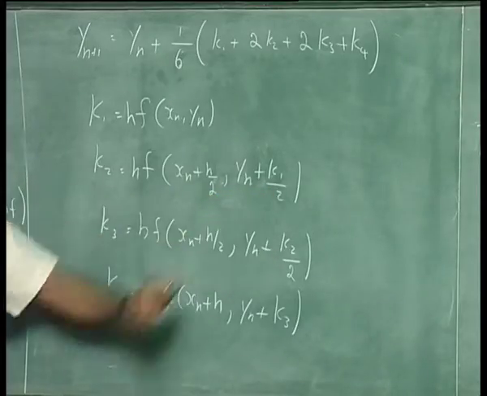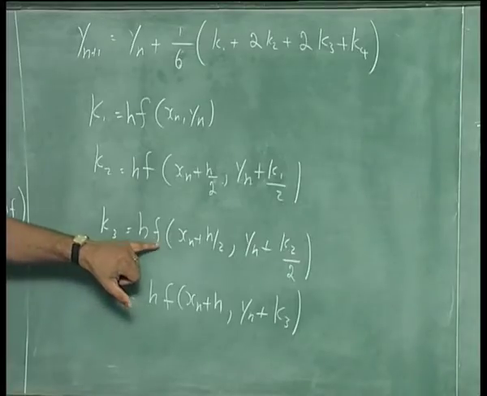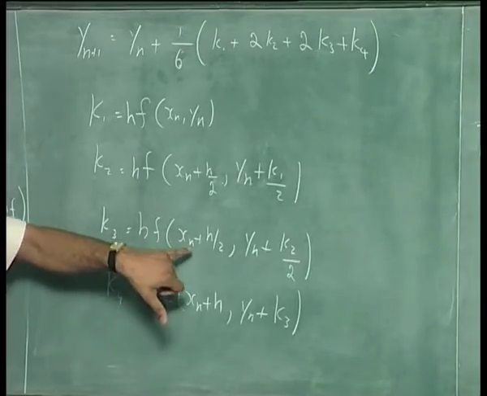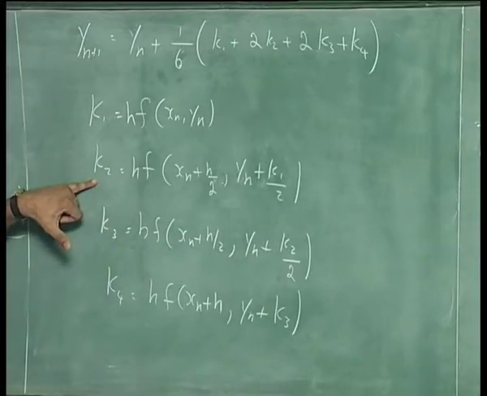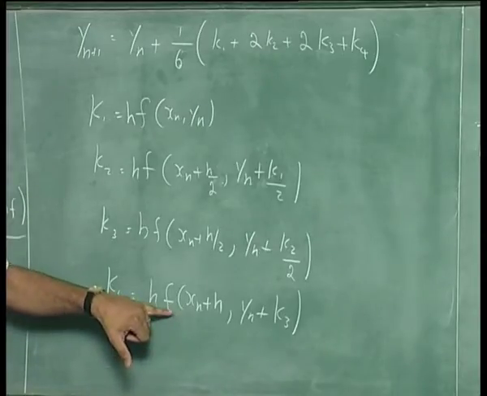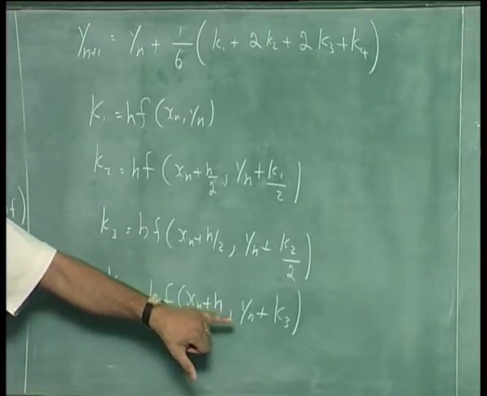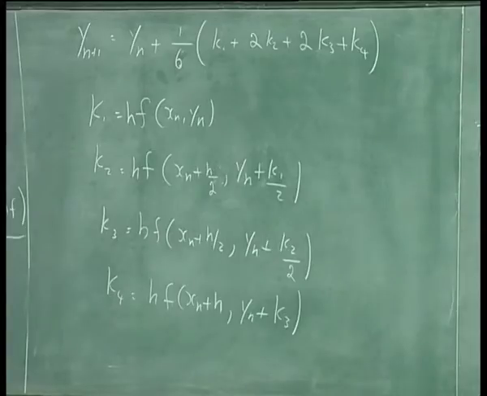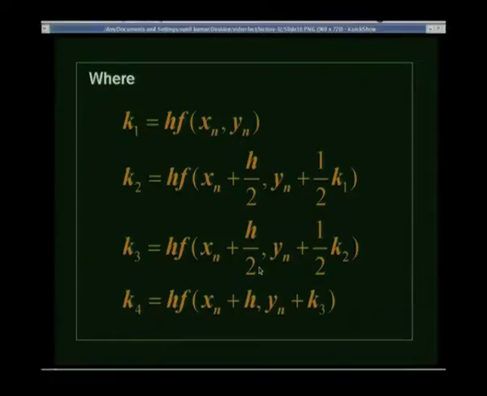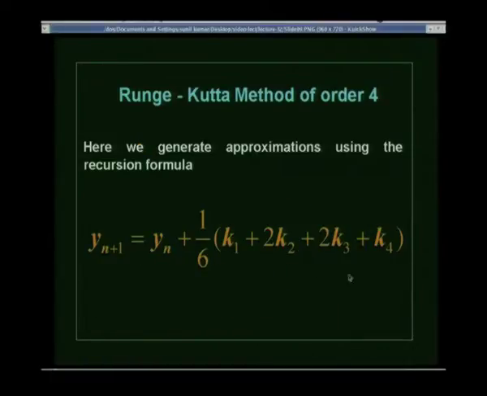I have yn plus K1/2, and K3 is now h times the function evaluated at xn plus h/2 again, but now with yn plus K2/2, using this derivative. Then K4 is the function value at xn plus h, with yn obtained using this derivative as yn plus K3. So those are the four values K1, K2, K3, K4. Then we use them to write the fourth order Runge-Kutta as yn plus 1/6 of (K1 plus 2 K2 plus 2 K3 plus K4).